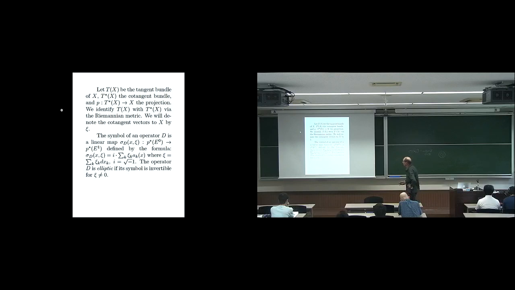It's a function which depends not only on the point of the manifold, but also on the covector of the cotangent bundle. And for the simple case of first-order differential operators, you just replace your derivatives by multiplication by coordinates. You don't forget to multiply everything by the square root of -1, and the functions remain the same. So you just replace your derivatives by multiplication operators by the coordinate functions. And the symbol is elliptic in this case if it is invertible for any xi non-zero.